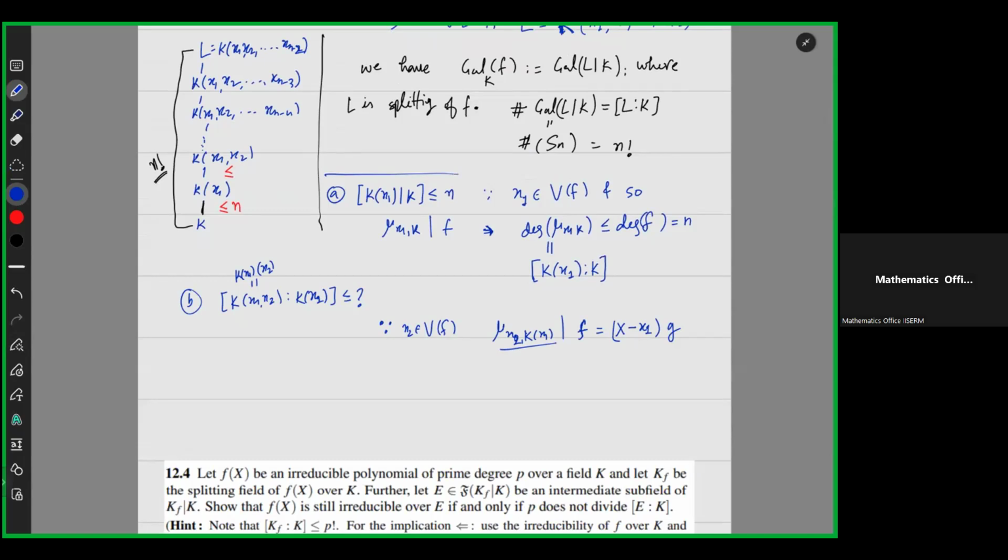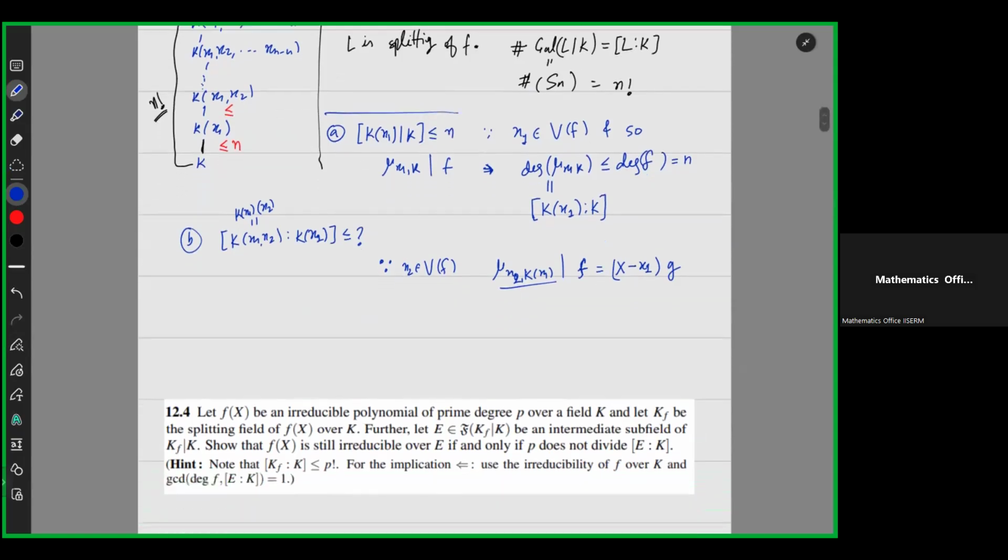Okay, so mu x2 is coming from these factors. Okay, so I hope you understand here. In this factorization, x minus x1 is not a factor here. So this divides something which is lying in this factorization of g.